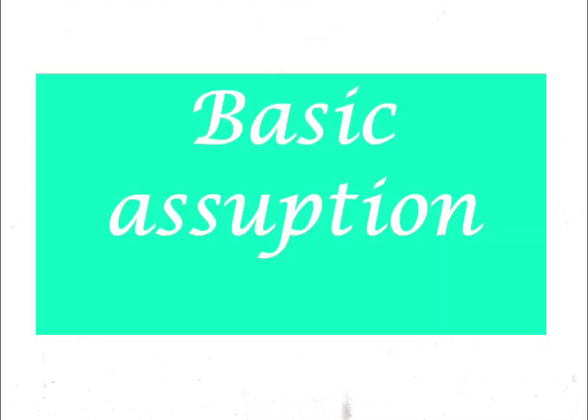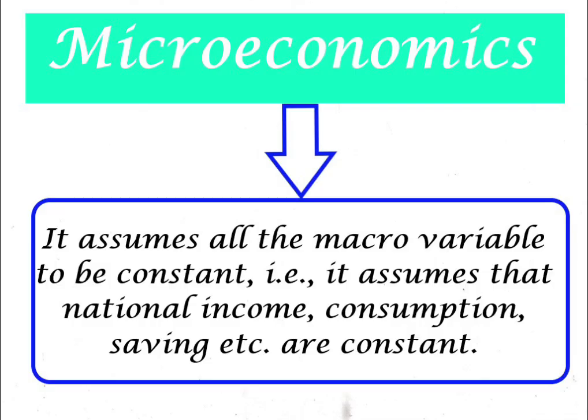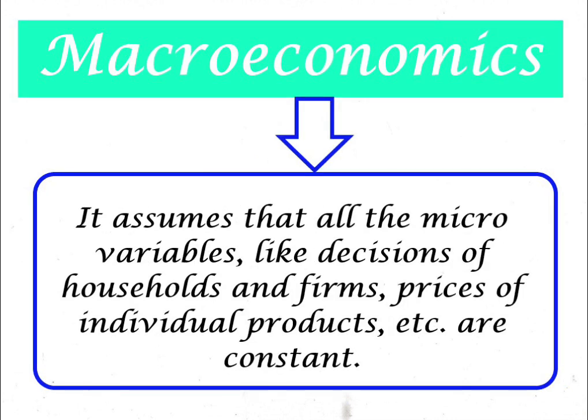On the basis of their basic assumption, we find that microeconomics assumes all macro variables to be constant. That is, it assumes that national income, consumption, saving, etc. are constant. But whereas macroeconomics assumes that all micro variables like decisions of households and firms, prices of individual products, etc. are constant.